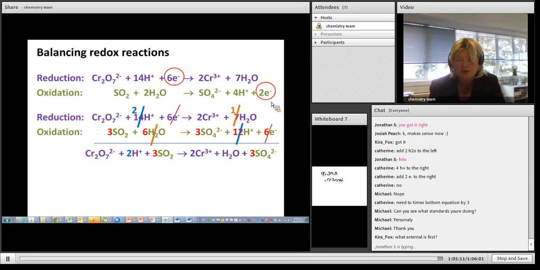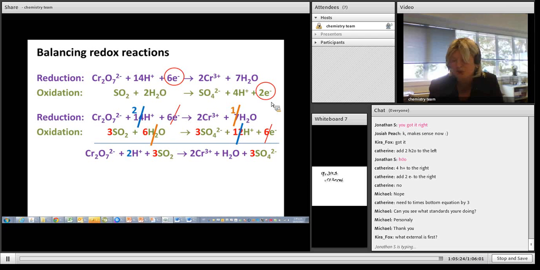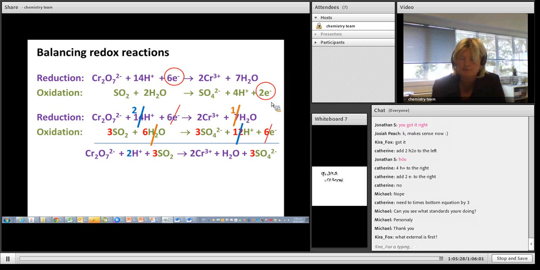Kira, what external is first? The 3.4, which is the 91390. It's the one on properties of molecules and shapes of molecules and so on, and thermochemistry. It's worth 5, all the externals are worth 5 credits at level 3.